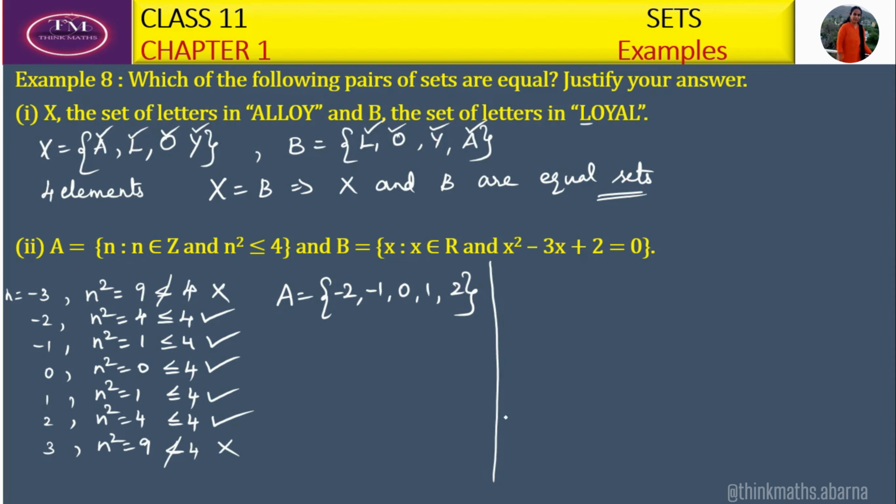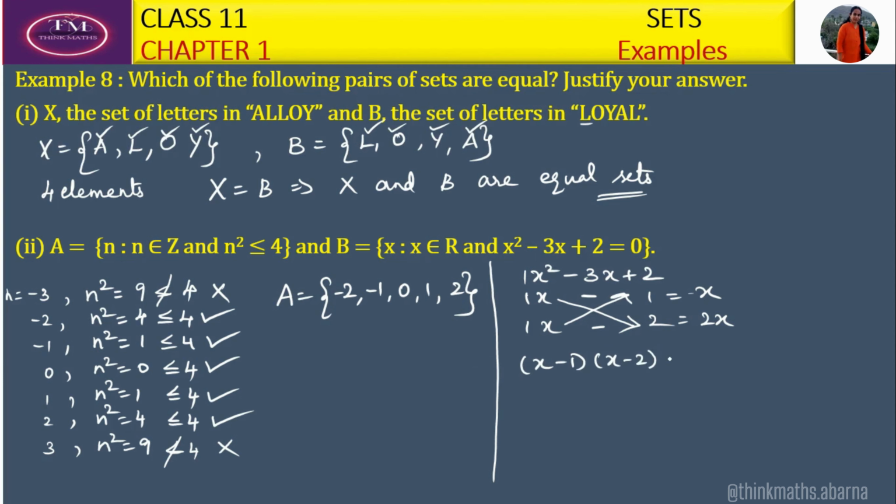Now we have to find out the elements in set B. So in B, x is from the real number system and it should satisfy this quadratic equation. Now let us solve the quadratic equation. x square minus 3x plus 2. So the coefficient is 1. So 1 into 1, put an x here. 2 can be written as 1 into 2. So put a magic cross. 1x into x is x. 1x into 2 is 2x. So we need minus 3x. So both should be negative. That means put the negative sign here. So this can be written as x minus 1 into x minus 2 equal to 0.